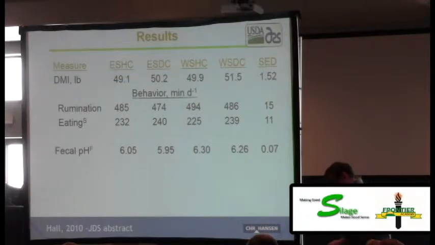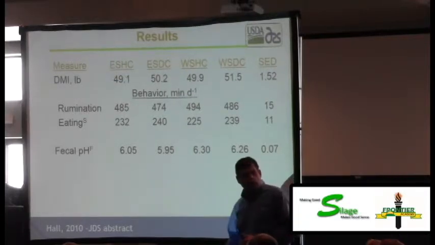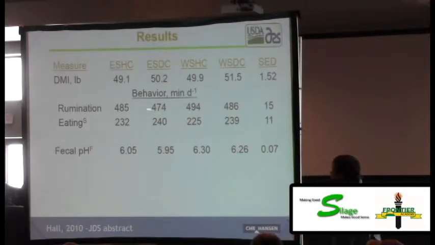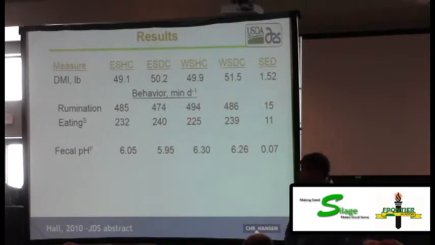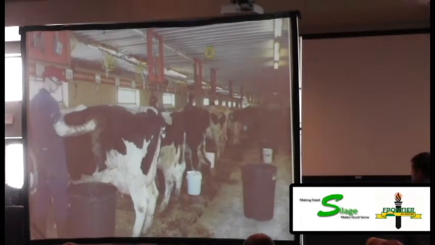The other thing, when we're talking about physically effective fiber, we're putting that in to get rumination, cud chewing. Did we get that? In this case, there was no difference between the corn stover and the wheat straw diets. We had basically 480, 485 minutes of cud chewing. And that's quite a bit of cud chewing. That's pretty good. If you're used to working with the robots or the Lely robots with the collars, we want 450 to 470 minutes of cud chewing a day with that. We were basically at 480. So we had really good cud chewing and no difference between the corn stover and the wheat straw.